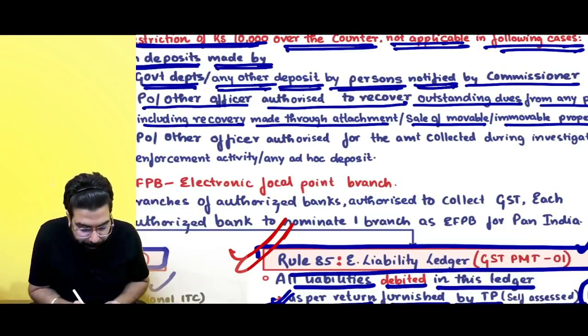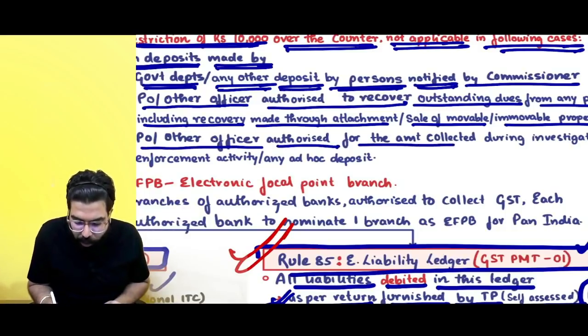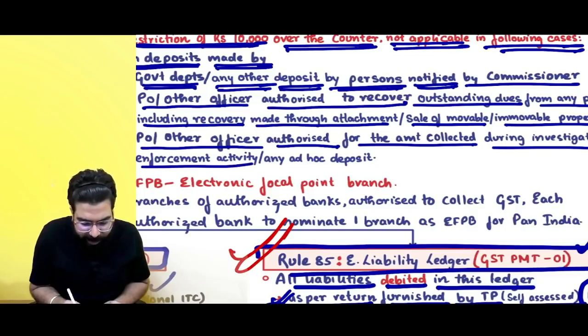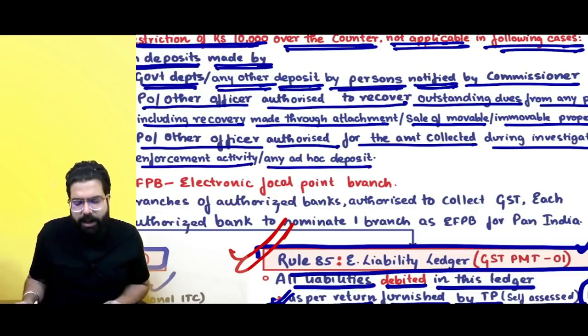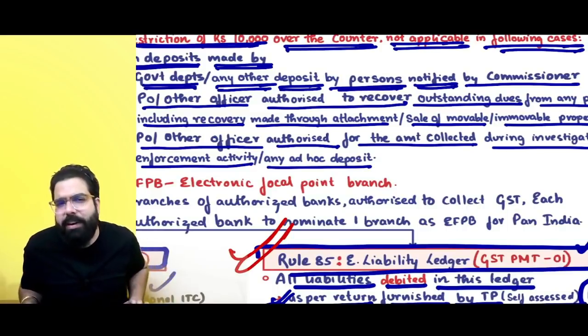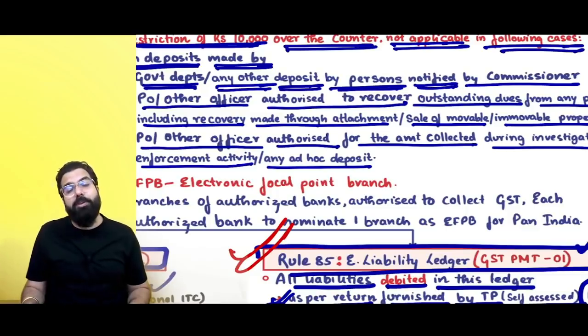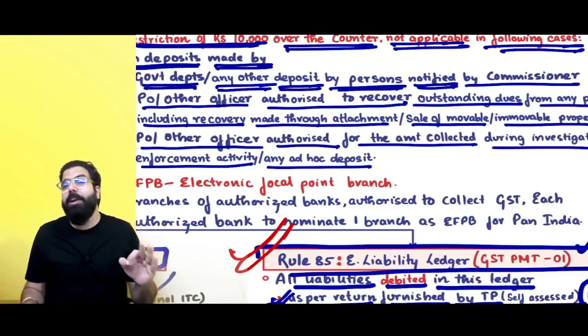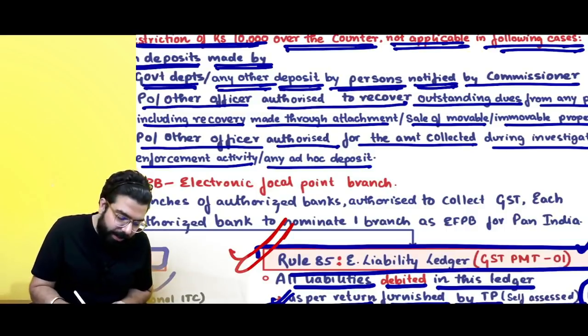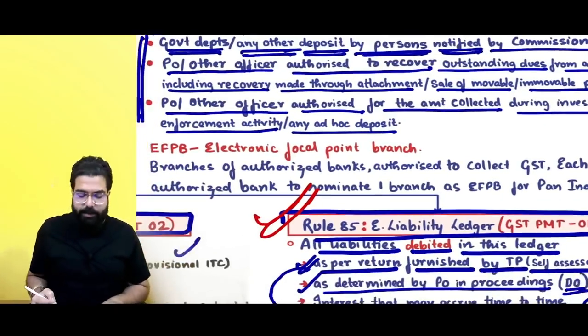Next, the proper officer or other officer authorized, for the amount collected during investigation, enforcement activity, or any ad hoc deposit which is there. If during investigation they went ahead and found out some cash of more than 10,000 rupees also, they can go ahead and deposit it. Who? The proper officer or any other officer who is authorized.